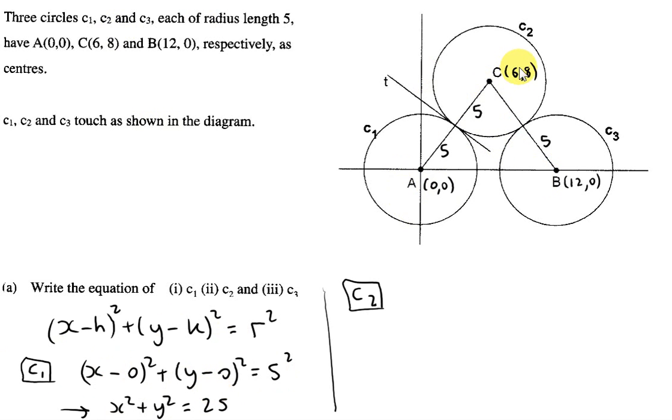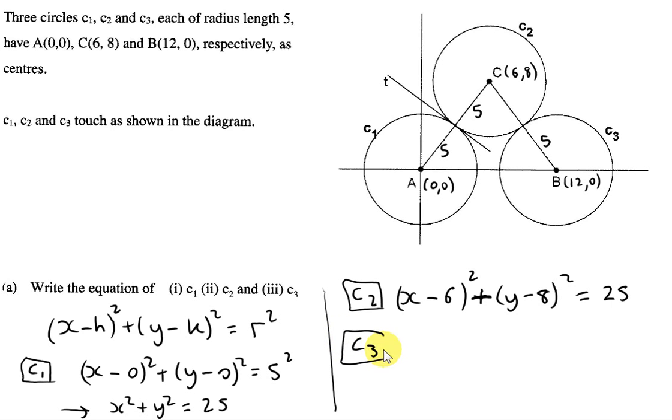Now let's look at C2. The centre of C2 is (6, 8). So h is 6, k is 8. So we have x minus h squared plus y minus k squared equals r squared. r is 5, so r squared is 25.